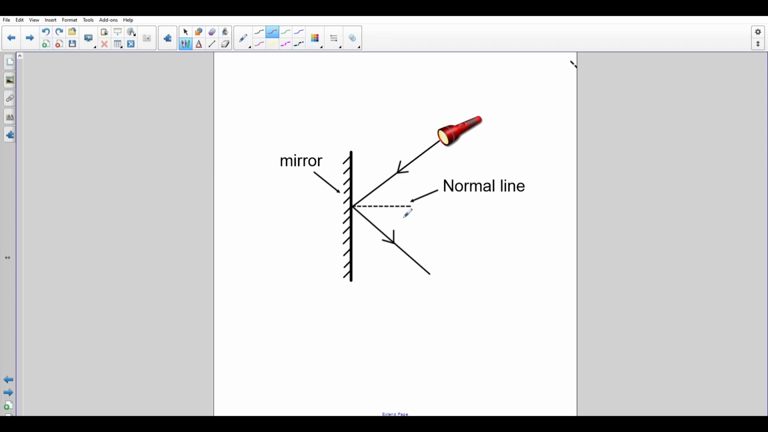Now, we've got a couple more things here. One is the line going in, and that creates something called the angle of incidence. Okay, now that's the angle at which it hits the mirror. And you measure it from the normal line to the line going in. That's the angle of incidence. And you also have, on the other side, the angle of reflection. So we'll draw that in a different colour. So down here is the angle of reflection.